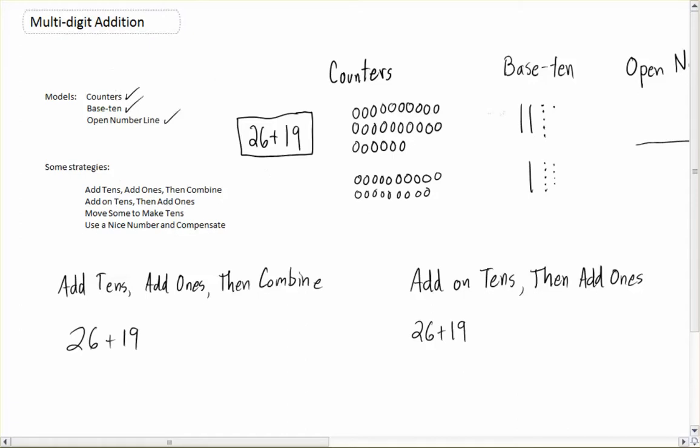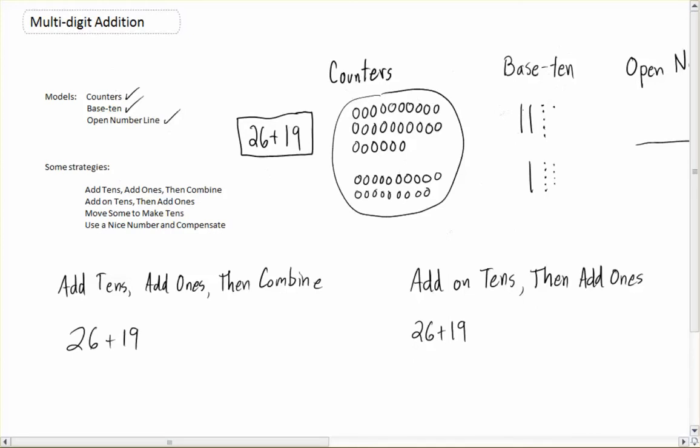Counters: if I wanted to do 26 plus 19 with counters, lay out 26 counters. Lay out 19 counters, push them all together, and count them all up. Nothing too surprising there. More sophisticated is using base 10 models.